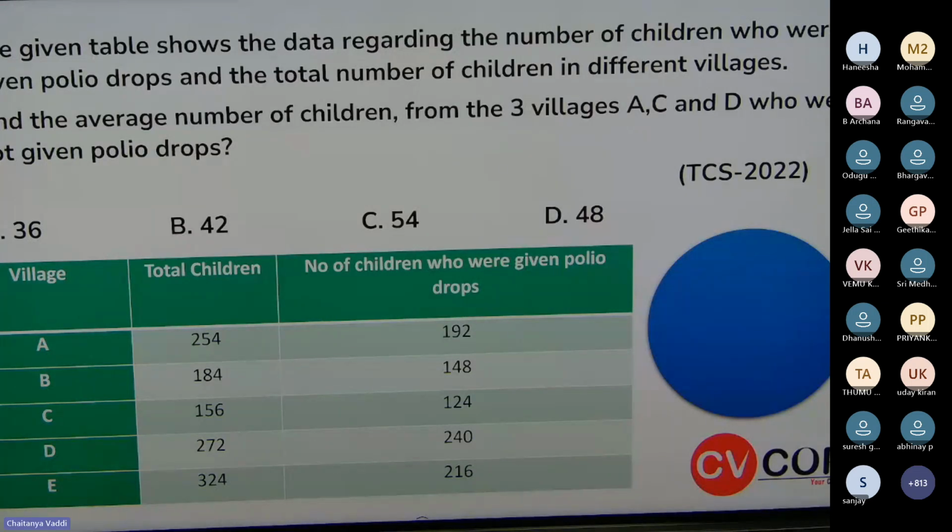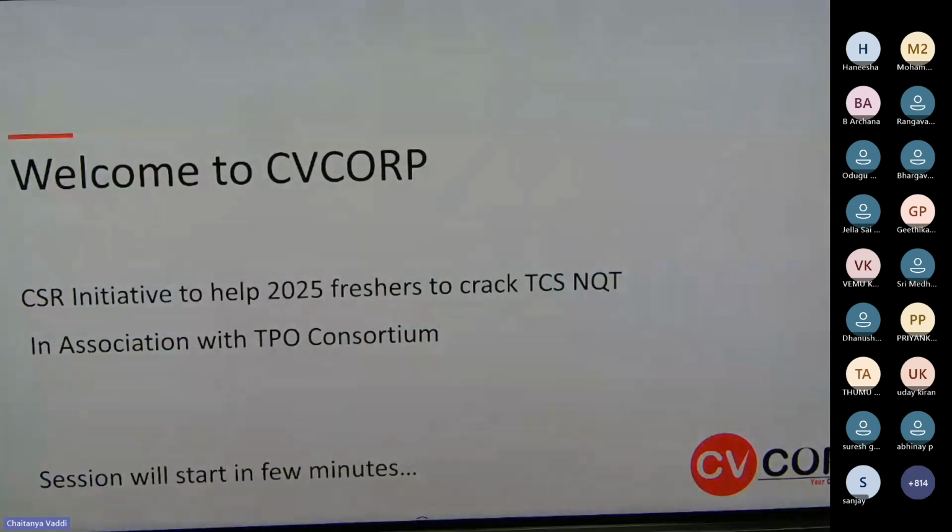Just to give you a brief, in 2025, in the last 2 months, we have trained and placed close to 60 students till now, of which 5 people are from 2025 passouts with 4 lakh CTC also.